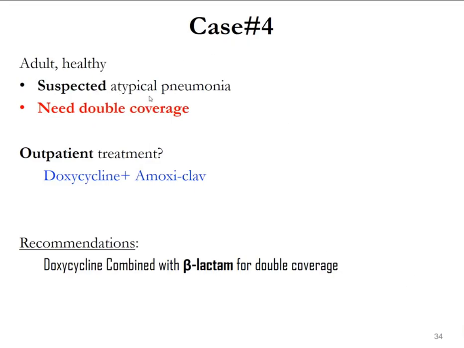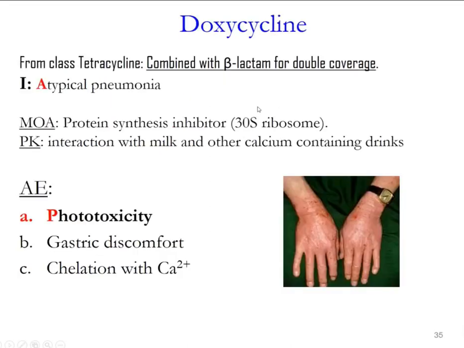Okay. The next patient, you have a suspected atypical pneumonia, and you are only suspecting, so you need double coverage. This is still CAP, outpatient. The recommendation is a beta-lactam, but you can add doxycycline for atypical coverage. We were discussing macrolides earlier, so in this patient, we're going to go for doxycycline. Let's look at what doxycycline is.